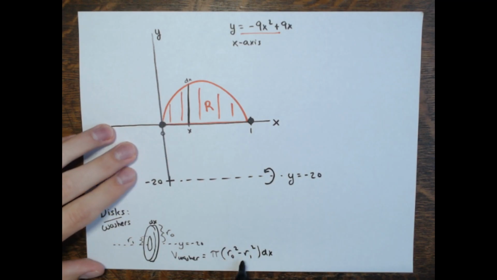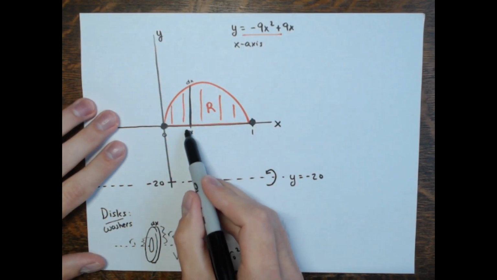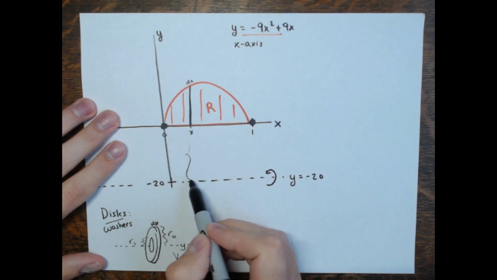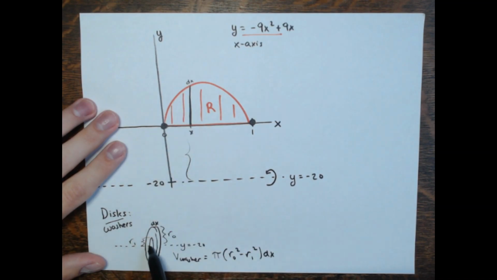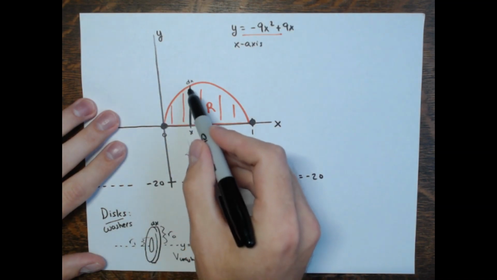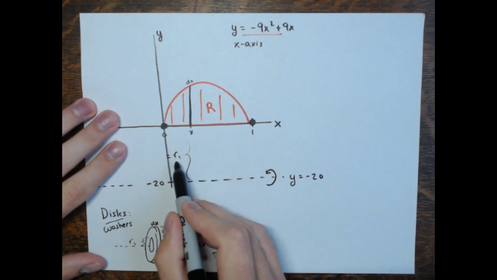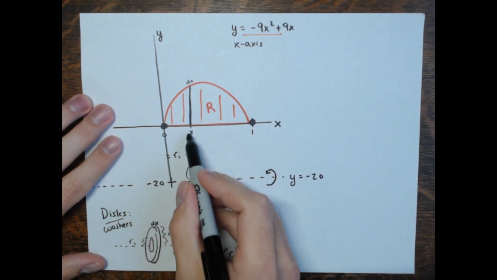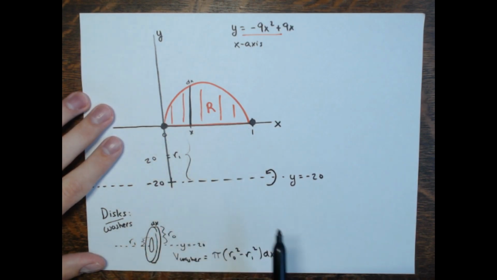And I want these radii in terms of x. I'll have dx here. Now the inner radius is simple, right? It would be from the line to the bottom of the rectangle here. That'd be from the line to the bottom of the region. So the inner radius, which I'm calling Ri or R1, is just simply 20 units all the time, right? No matter what x I'm at, the inner radius is 20 units.